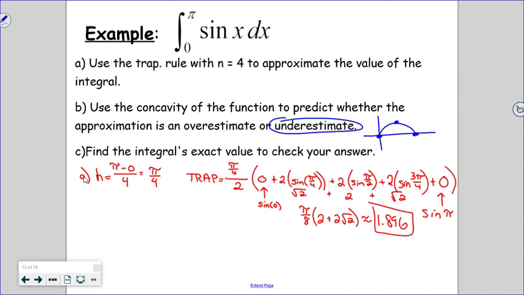Okay. And then part C, find the integral's exact value. If it says exact value, that means we are typing that into our calculator. The integral from 0 to pi of sine of x dx. Make sure we are in radians. I'm going to do my math 9 here. Actually, I don't even think it's approximately.